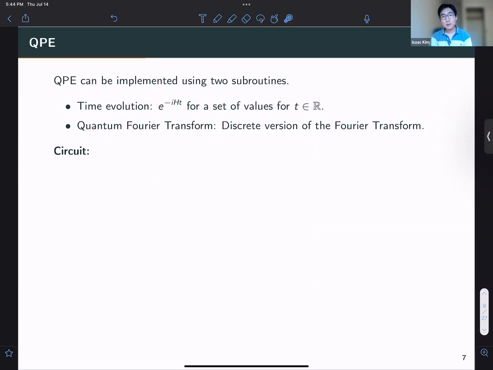This is just the discretized version of the Fourier transform, as when you change from the momentum basis to the real basis, for example. I'm going to be more explicit and write down this transformation on the next page. But for now, I'll explain at a high level how this procedure looks. And here's the quantum circuit.